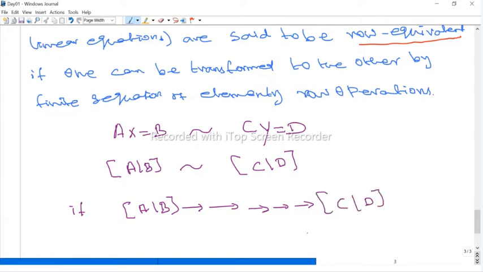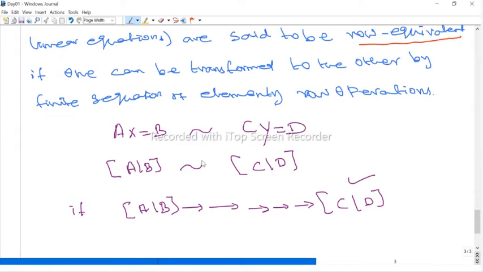You start from this augmented matrix. You can apply elementary row operations: multiply a row, interchange two rows, or multiply a constant times some row and add it to another row. You do the same process, and finally you get the augmented matrix of the other system. Then we say these two augmented matrices are row equivalent. Generally, two matrices are said to be row equivalent if one matrix can be obtained from the other by applying a sequence of elementary row operations.